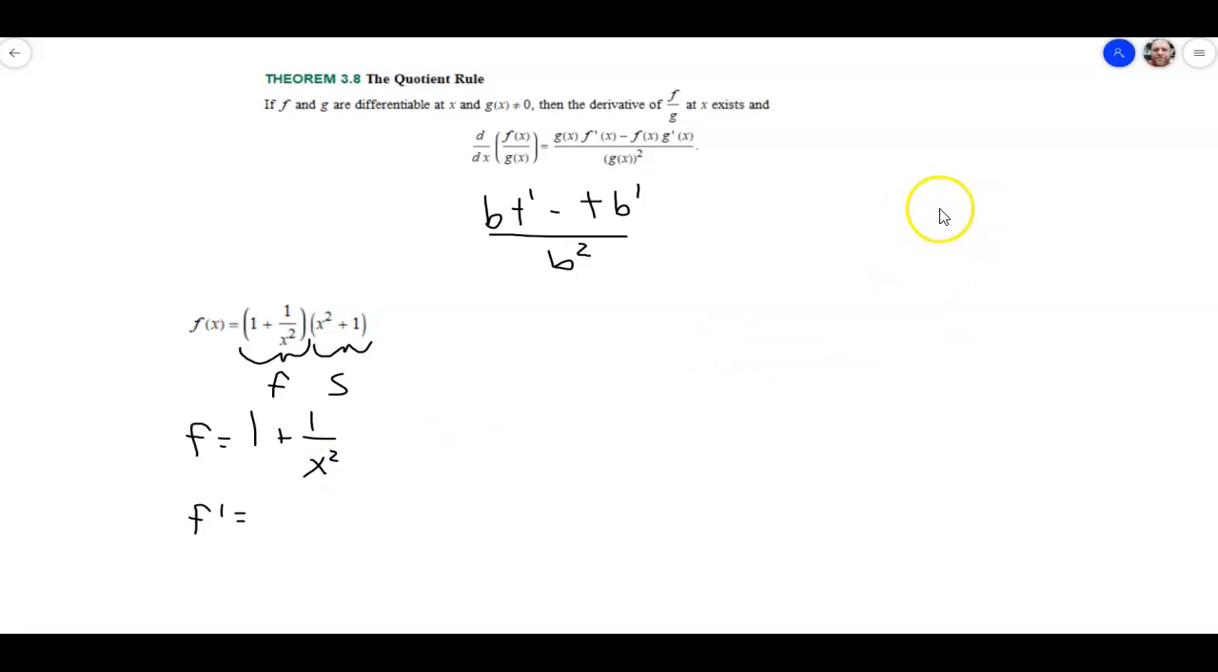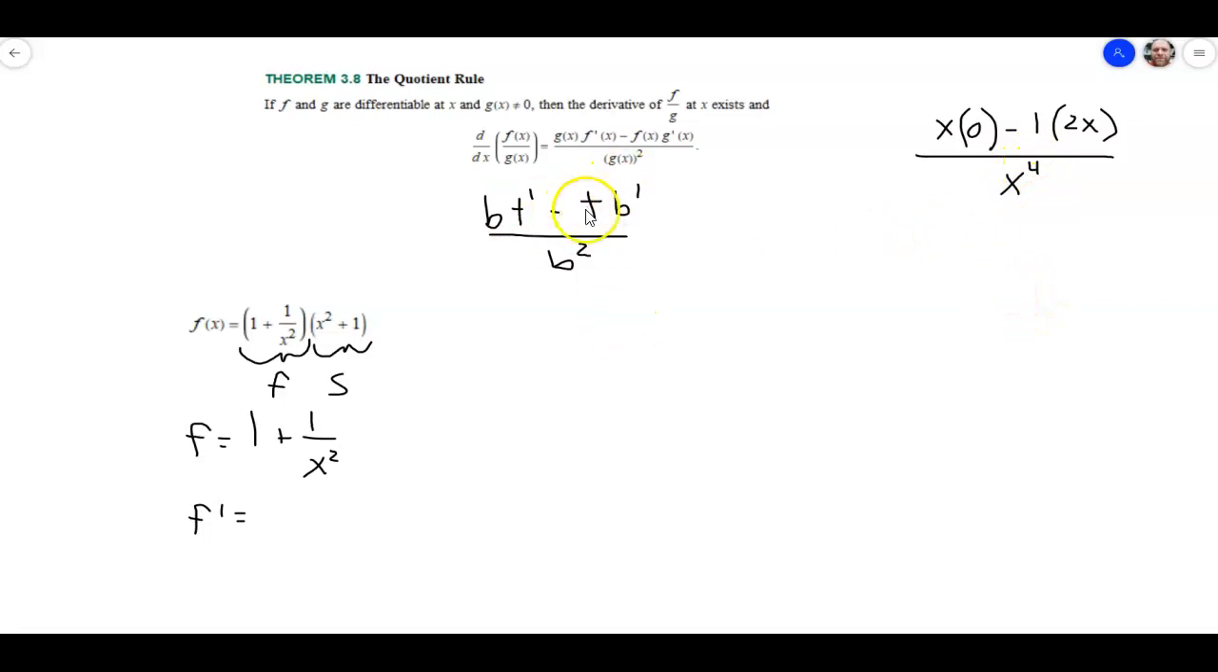So what I'm going to do is do the bottom, which is x squared, times the derivative of the top, right? Which the derivative of 1 is just 0, minus the top, which is 1, times the derivative of the bottom, which is 2x, using the power rule, all over the bottom squared. So that's x squared squared. So really that's just x to the 4th power there.